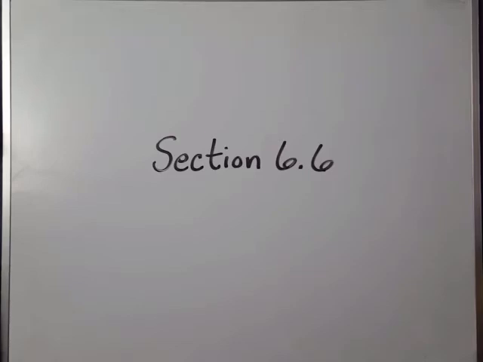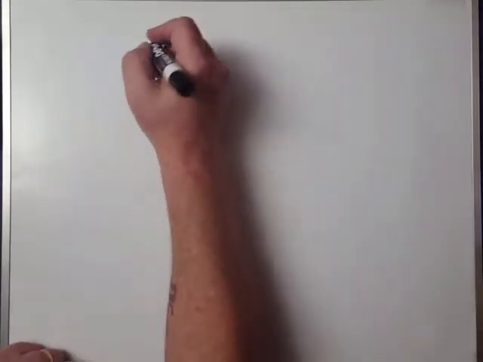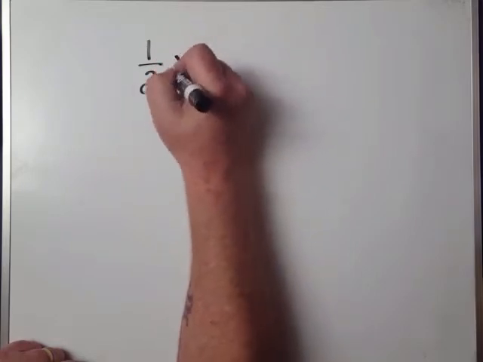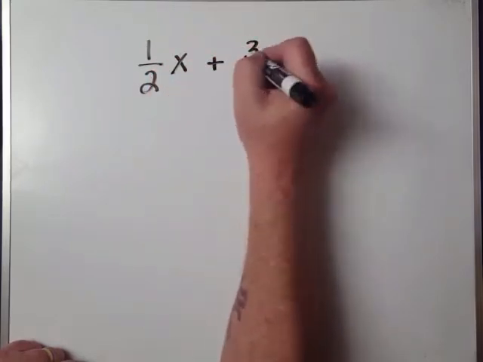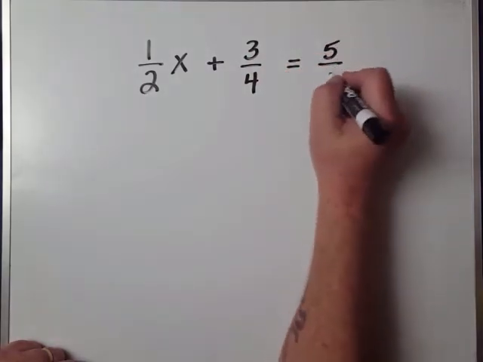Section 6.6, solving equations with rational expressions. Now in this section we're going to go back to an idea that we had in chapter 2 when we were solving simple linear equations. This may be the very example that I used back in chapter 2.